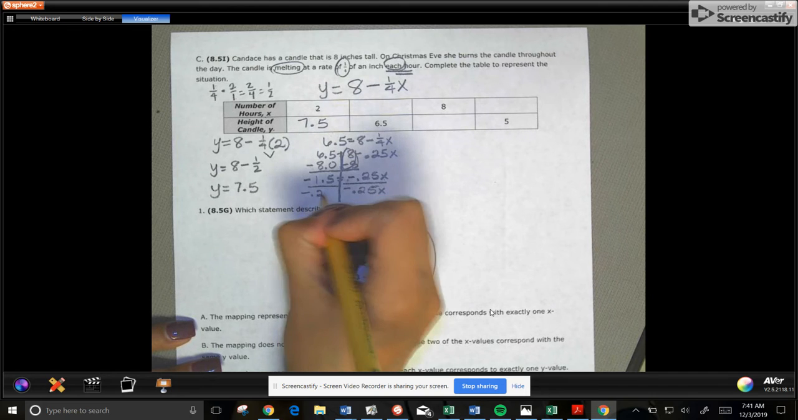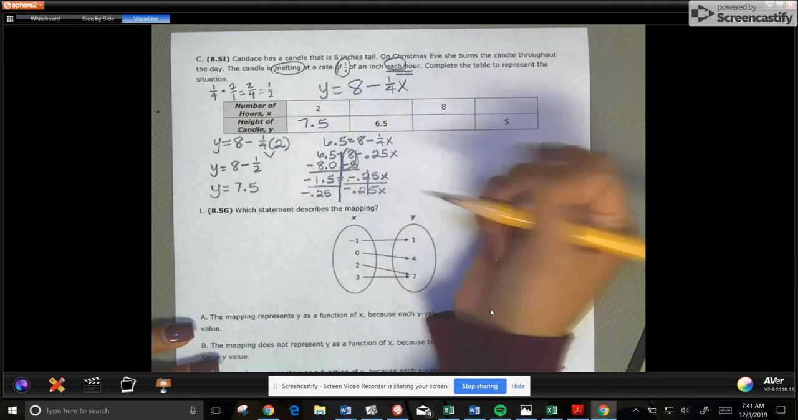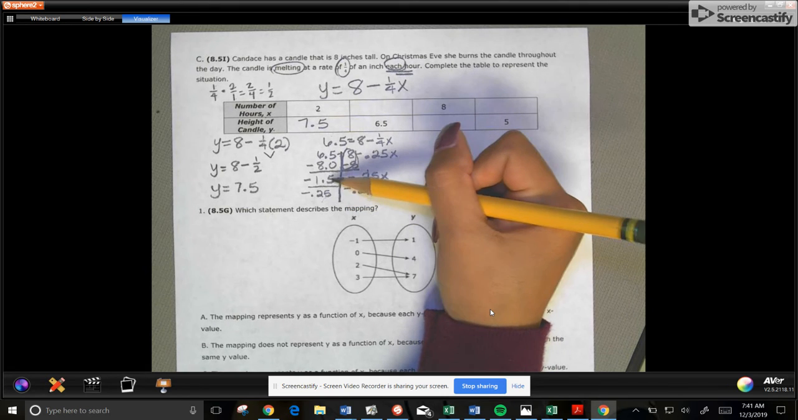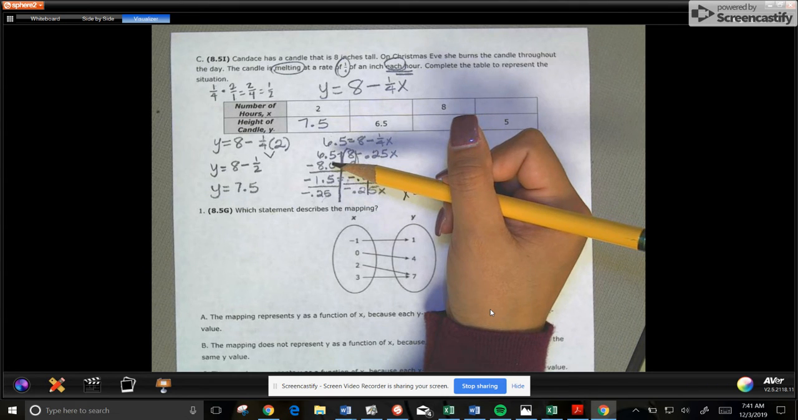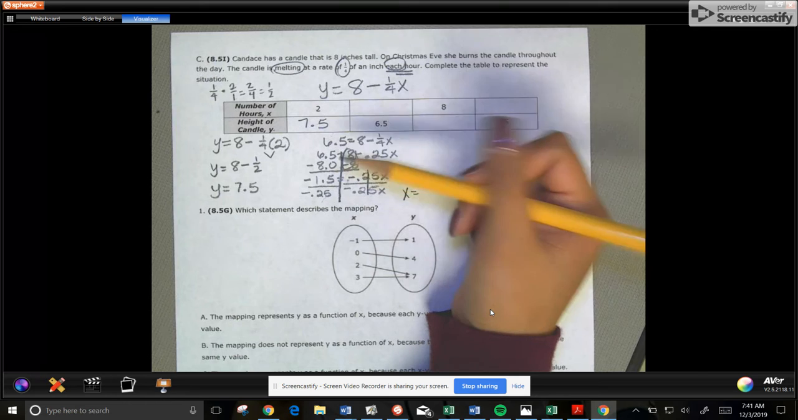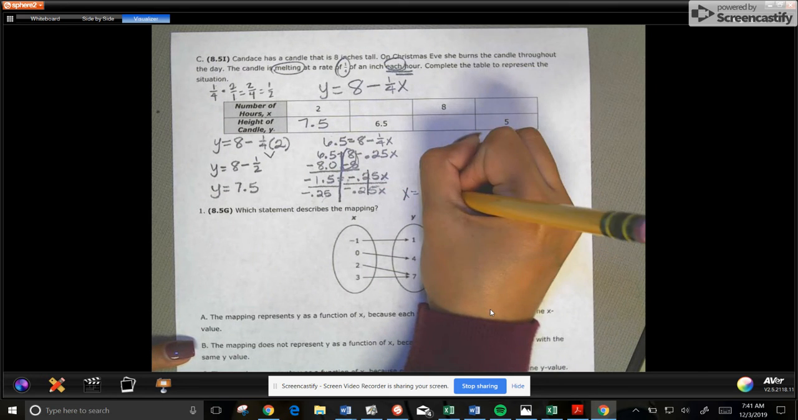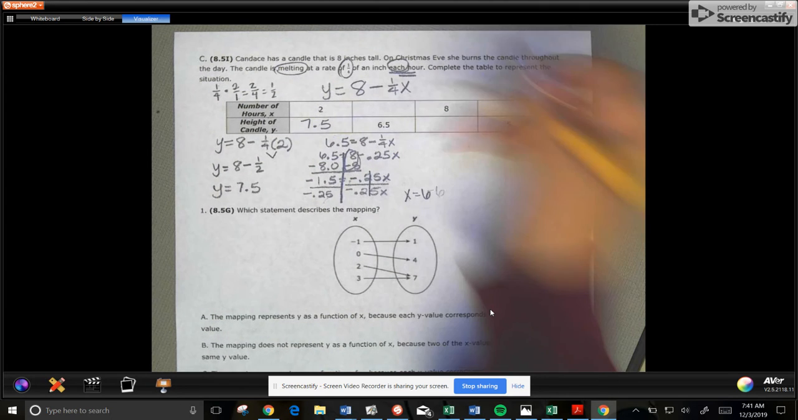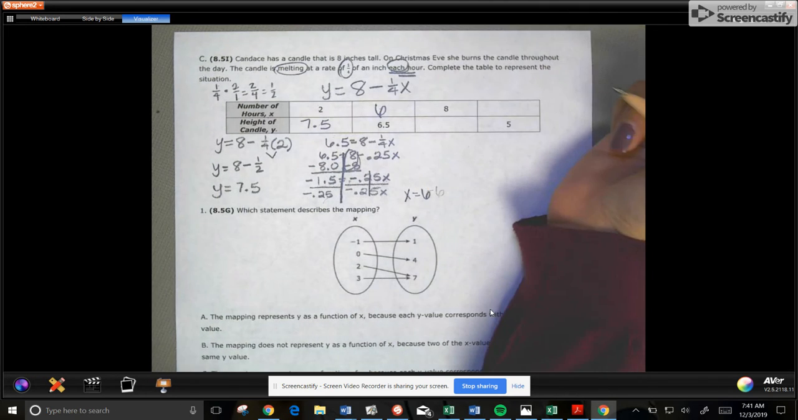Now, if I don't know this off the top of my head, I can think of this as how many quarters go into $1.50. And if I think about it that way, then I know there's 6 quarters in $1.50. And then a negative divided by a negative is a positive. So up here in my x, I should have a positive 6.